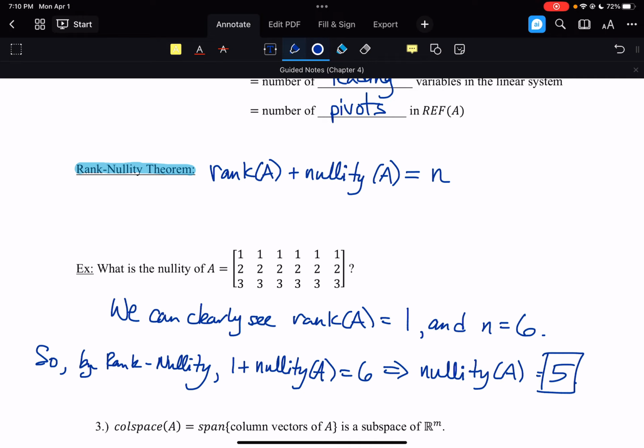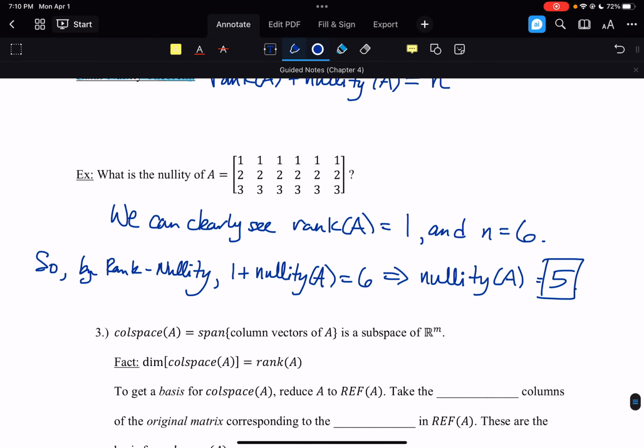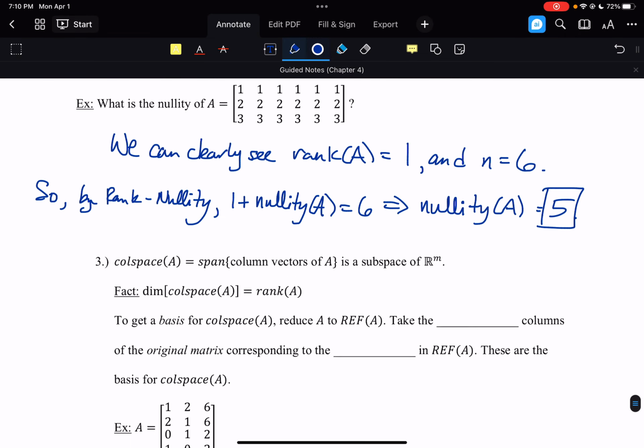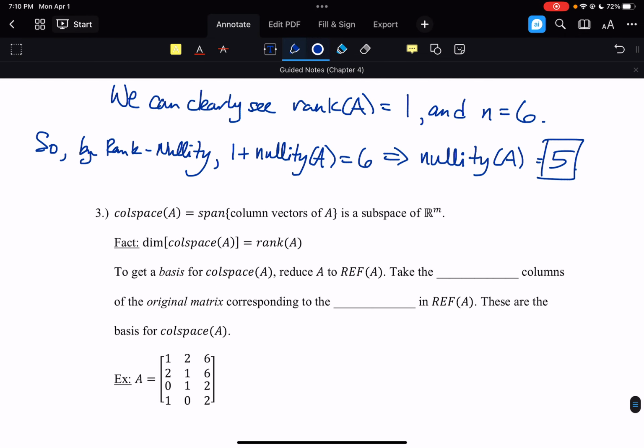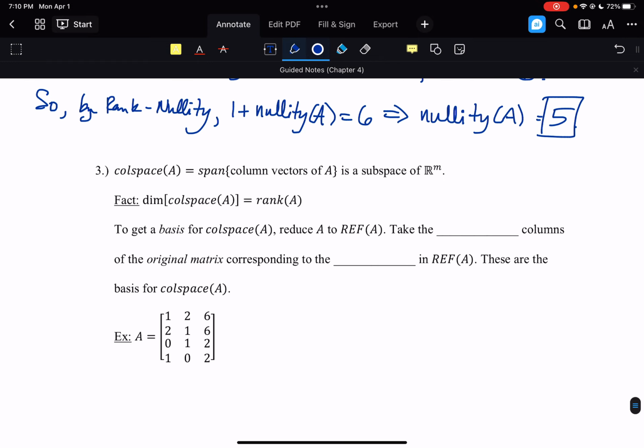Now, the last subspace that we're going to look at is the column space, which is often abbreviated the col space. Okay, so the column space of the matrix A is the span of all of the column vectors of A. This is a subspace of Rm. Okay, so now we're going based off of the size of the columns.